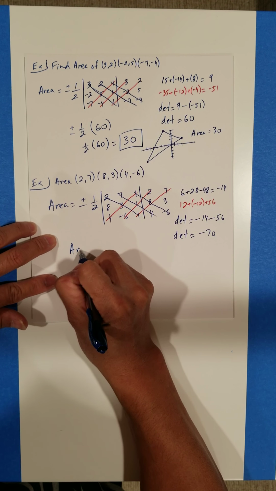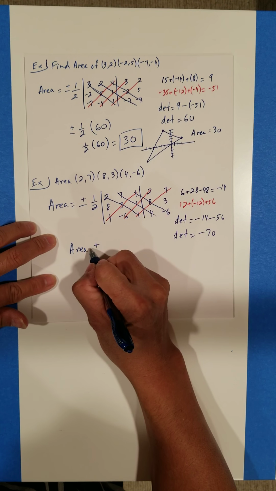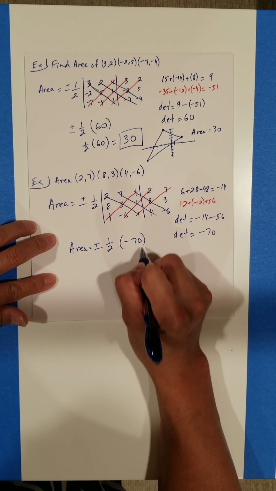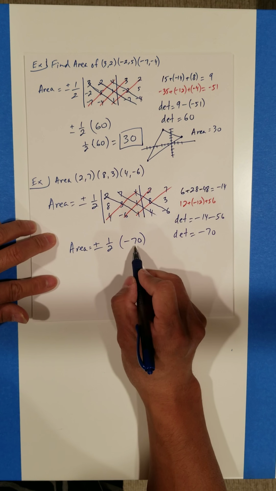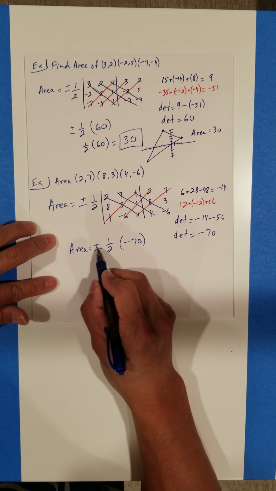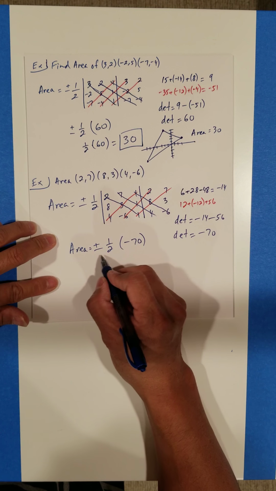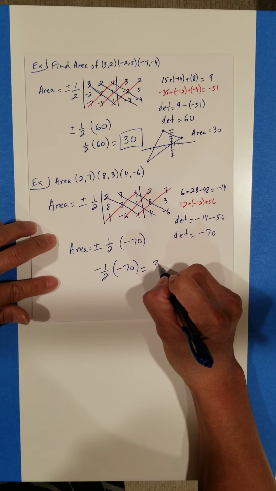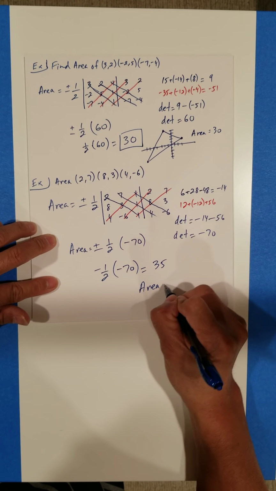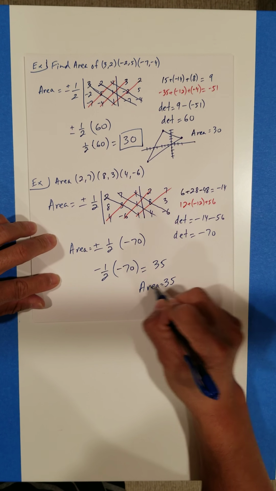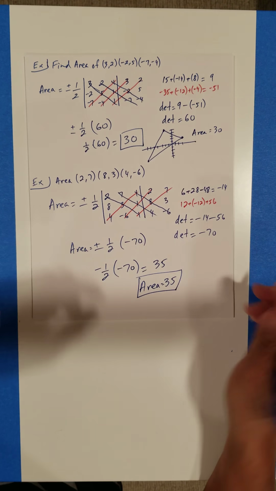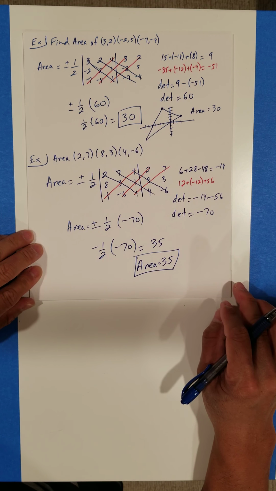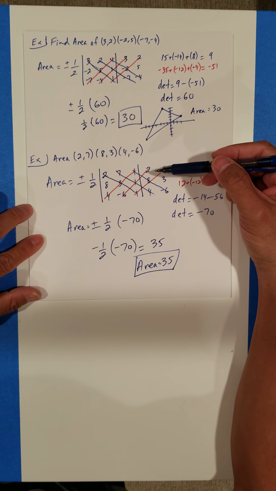But the area is going to be a positive or a negative 1/2 times the determinant. Since the determinant is negative, we don't want to choose positive 1/2. We're going to use -1/2 times -70, and the answer is 35. So my area is a positive 35. Remember, area cannot be negative. It doesn't make sense. So that's how you find the area of a triangle using matrices and determinants.